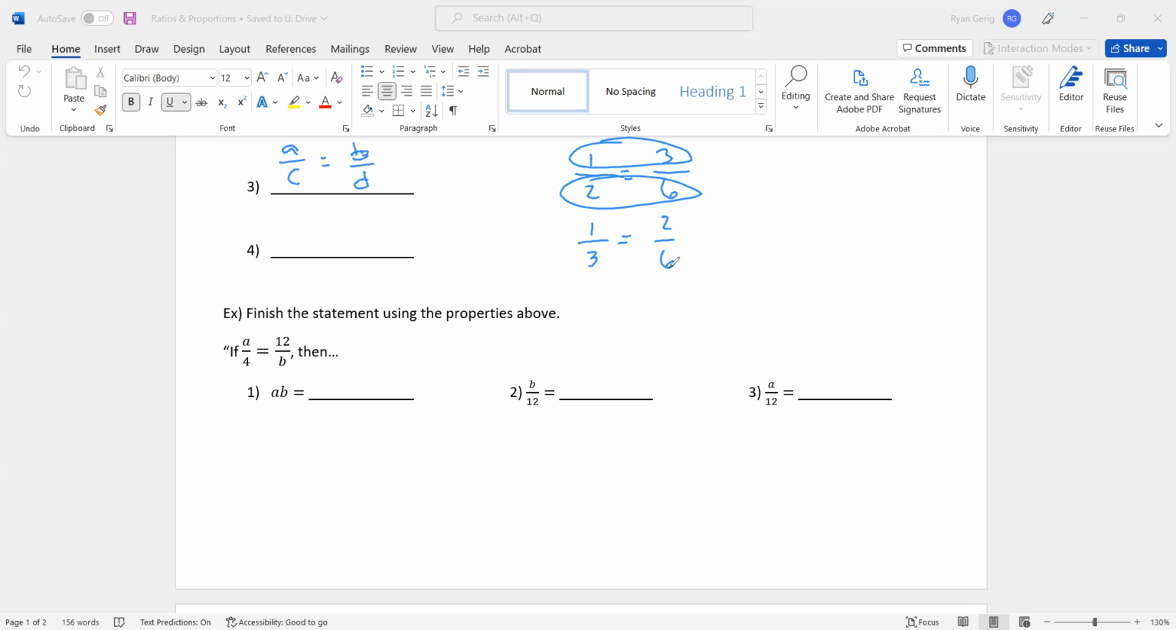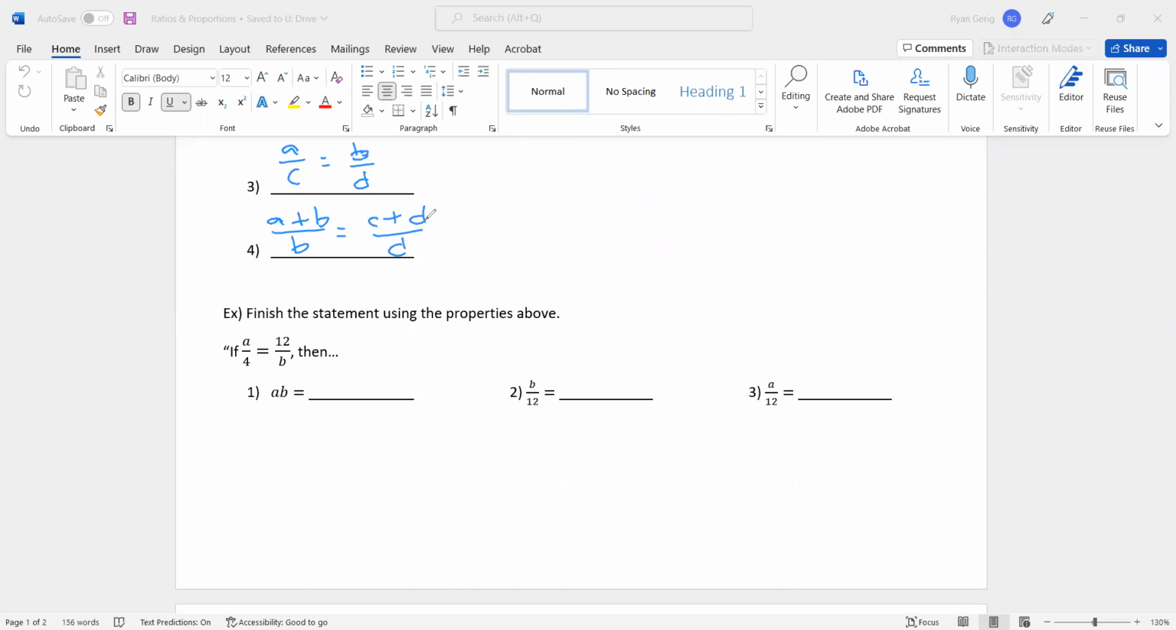Doesn't matter what proportion you look at, you can do that. But you have to go in the same order. So if I start with 1, I have to go to 3. If I start with 2, then I got to go 2 to 6. The last one is definitely weird. It's A plus B over B is equal to C plus D over D. And people are like, what is that? Let me try to explain that here in the next little bit of time.